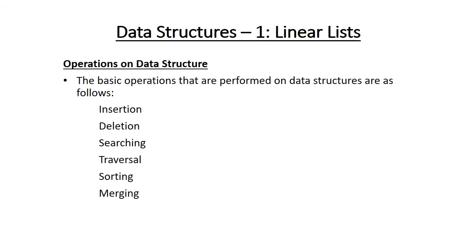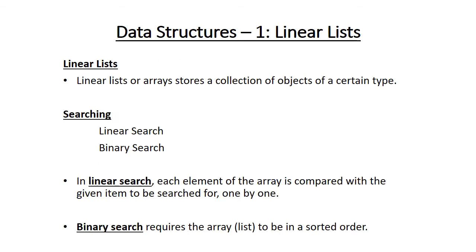Operations on data structure. The basic operations that are performed on data structures are as follows: insertion, deletion, searching, traversal, sorting, and merging. First, we are going to discuss the simple data structure, linear list or arrays. Linear list or arrays store a collection of objects of a certain type. And the very first operation related with the linear list is searching. There are two types of searching: linear search and binary search.